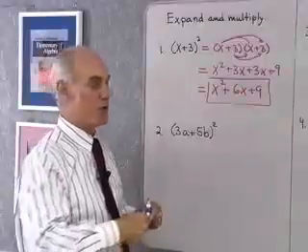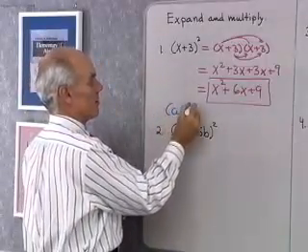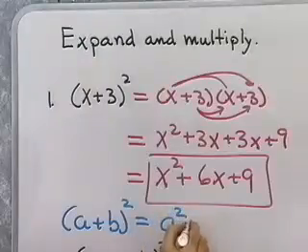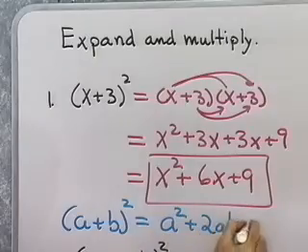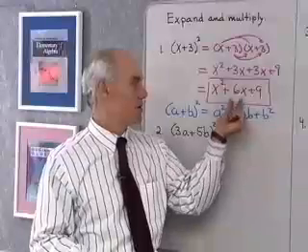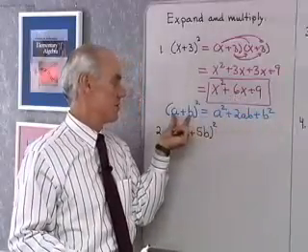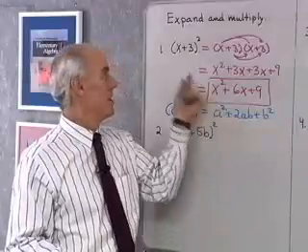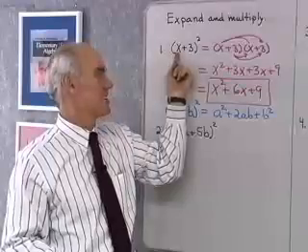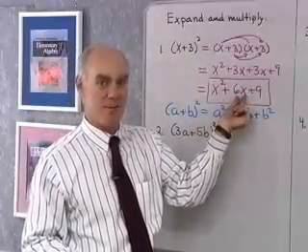Now you'll notice in the book we have a formula for this too that looks like this. A plus b quantity squared will always come out to be a squared plus 2ab plus b squared. So this 2ab is this middle term 6x, and it comes from multiplying a times b, the first term and the second term, and then doubling it. So if I multiplied x times 3, I'd get 3x. I doubled that and end up with 6x. So that's that middle term.